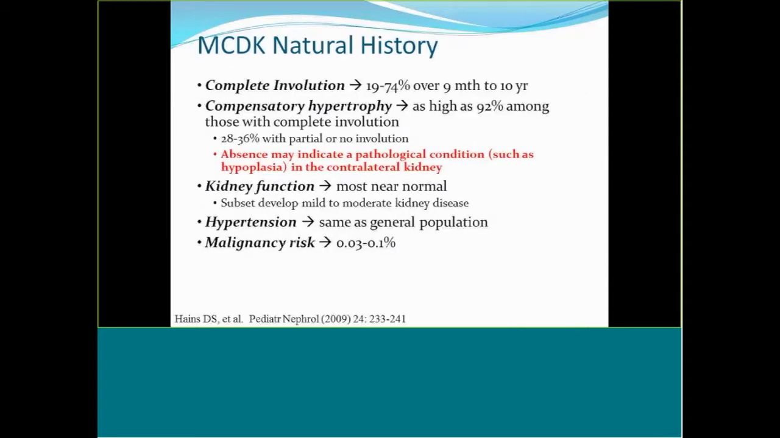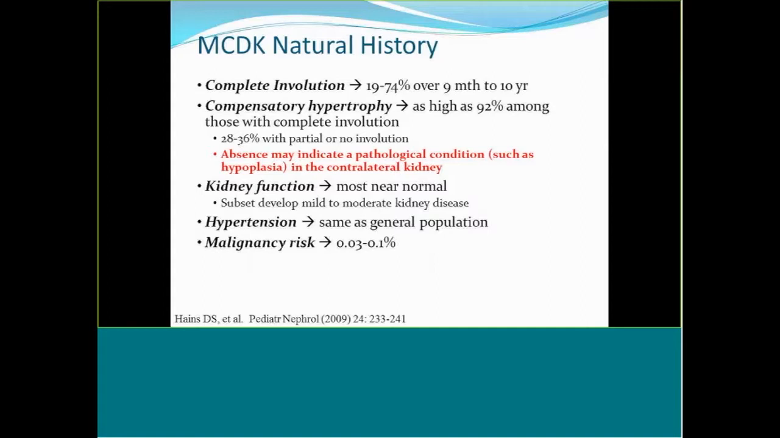So what happens to these kidneys? Most of them actually involute. It can be over less than a year. Some of them take up to 10 years to involute. What you want to look for, and one of the reasons for this serial renal ultrasound, is that the other kidney, you want to see some compensatory hypertrophy there. That other kidney ought to start getting bigger. It should be bigger than a normal kidney is because it's got to do more work.